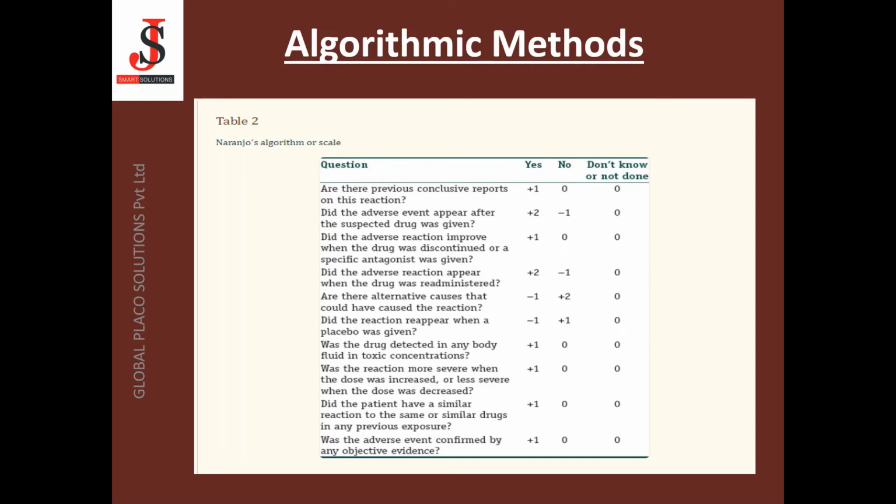If it is more than or equal to 9, then it is definite ADR. If it is within the range from 5 to 8, then it is a probable ADR. If it is between 1 to 4, then it is possible ADR. And if it is 0, then doubtful ADR. So 9, 5 to 8, 1 to 4 and 0. Please note this, and when asked in the interview, just mention definite, probable, possible or doubtful, only 4.